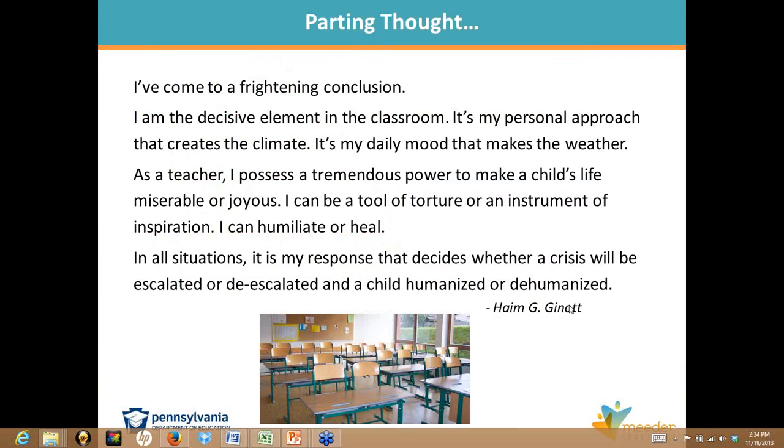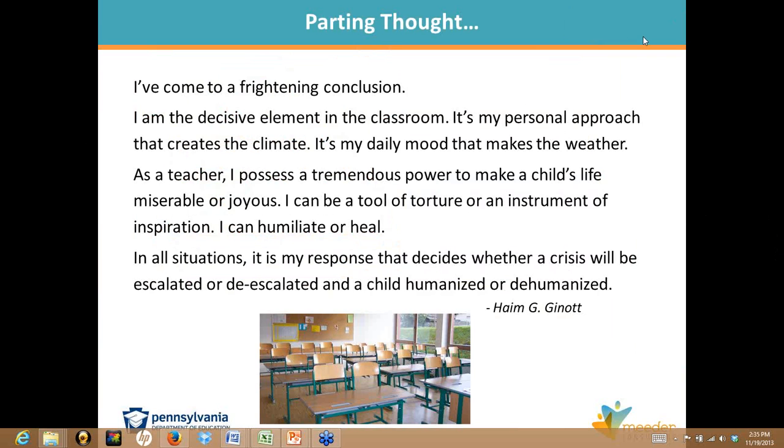I've been using this quote for over 20 years, and I think it really sums up the power we have as teachers. I've come to a frightening conclusion. I am the decisive element in the classroom. It's my personal approach that creates the climate. It's my daily mood that makes the weather.